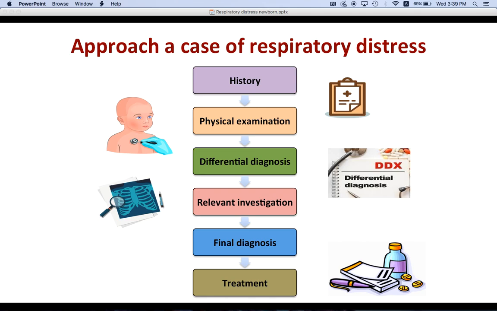Now, how do you approach a typical case of respiratory distress? You have to take a good history, do a proper physical examination and make note of all the signs of respiratory distress. You have to make a list of differential diagnoses and order relevant investigations, relevant radiographs. Then you achieve final diagnosis and treat the patient accordingly.